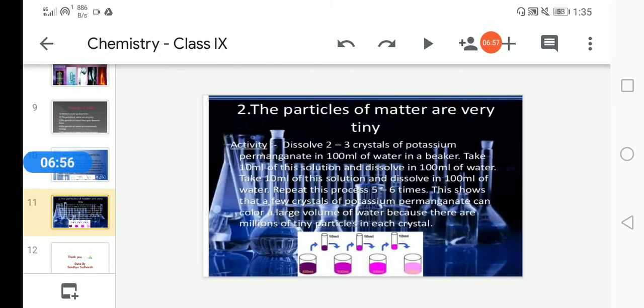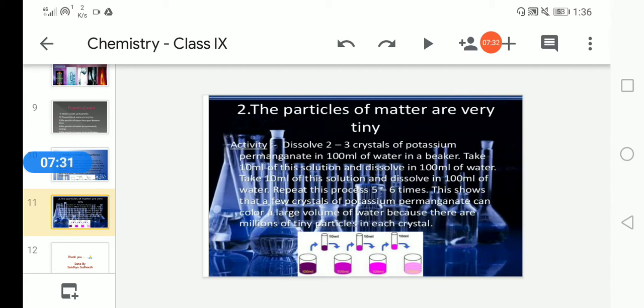Then comes the second property. The particles of matter are very tiny, or they are very small in size. In this activity, we are taking different beakers, and first you take a 100 ml beaker and add 2 to 3 crystals of potassium permanganate. Potassium permanganate is a chemical substance having a dark violet color. Some of you may know it because it is used for cleaning well water.